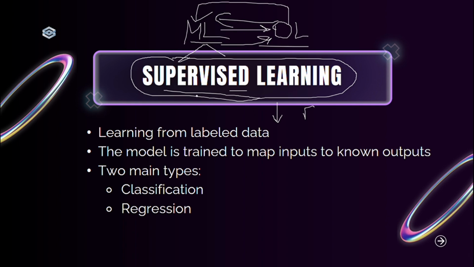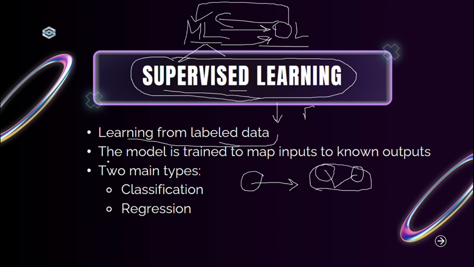Basically, supervised learning is learning from labeled data. For supervised learning models, we provide labeled data, which means labeling of the data. Like I am providing the machine with cat images and dog images. I am providing the sample data, and the sample data is called labeled data.